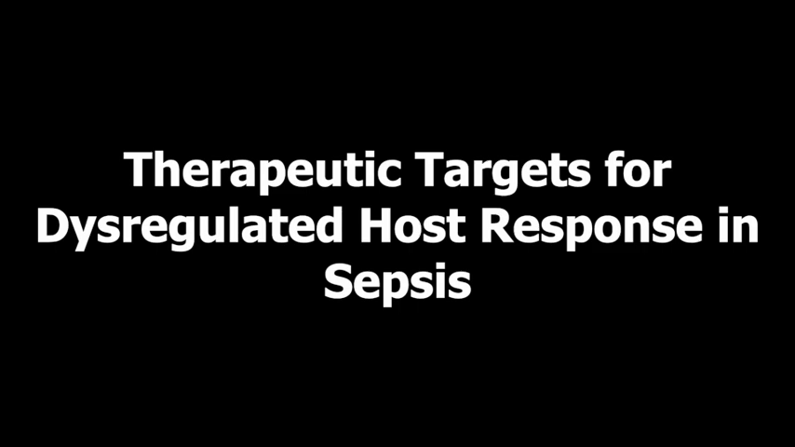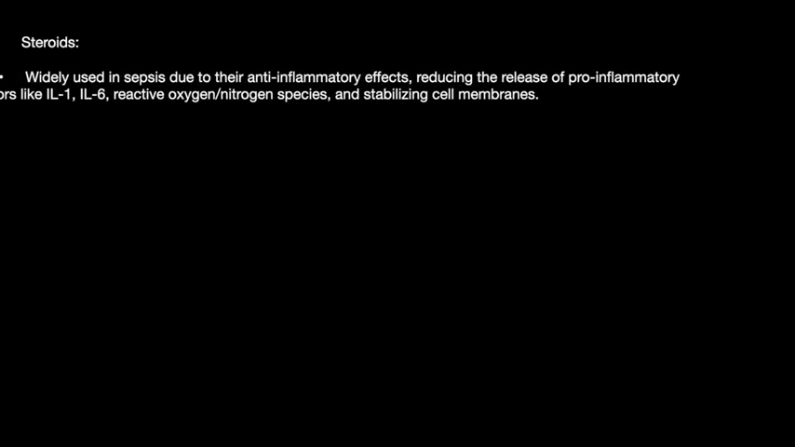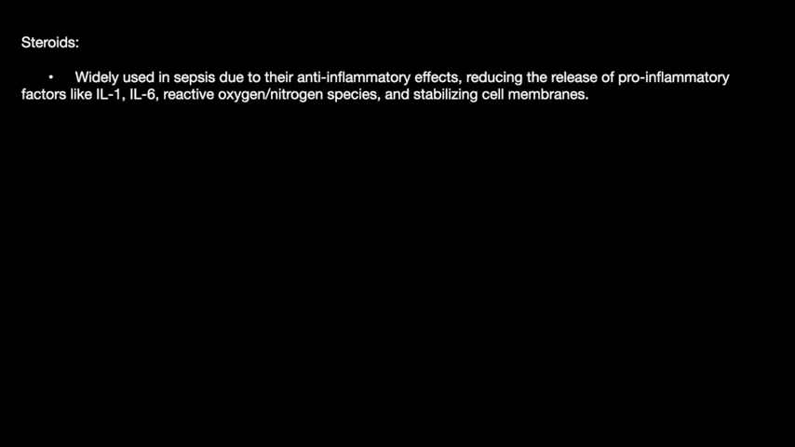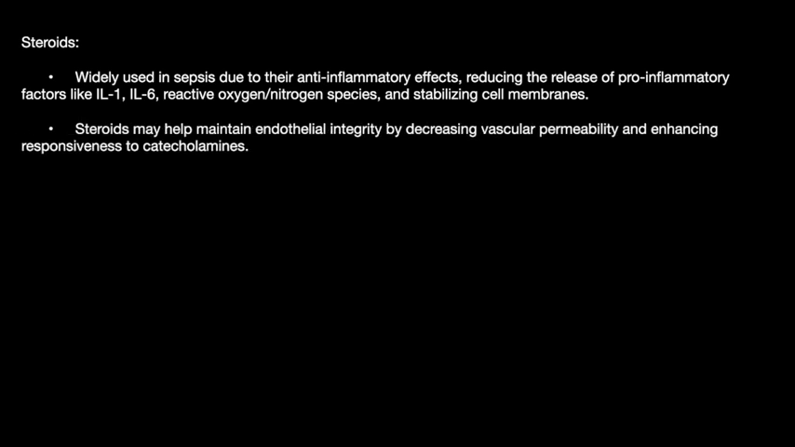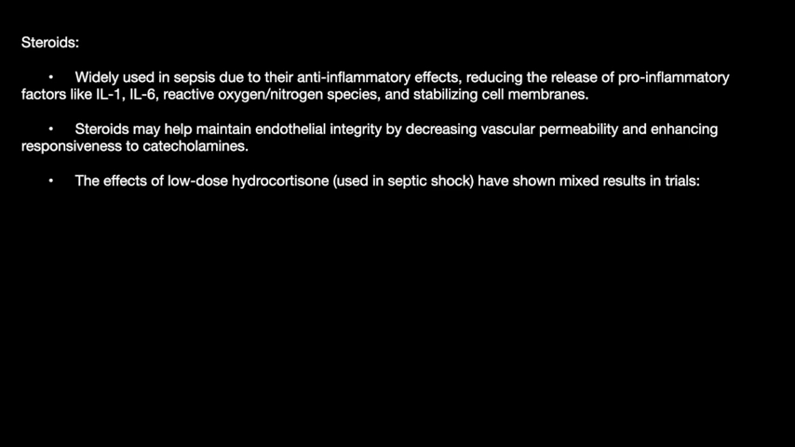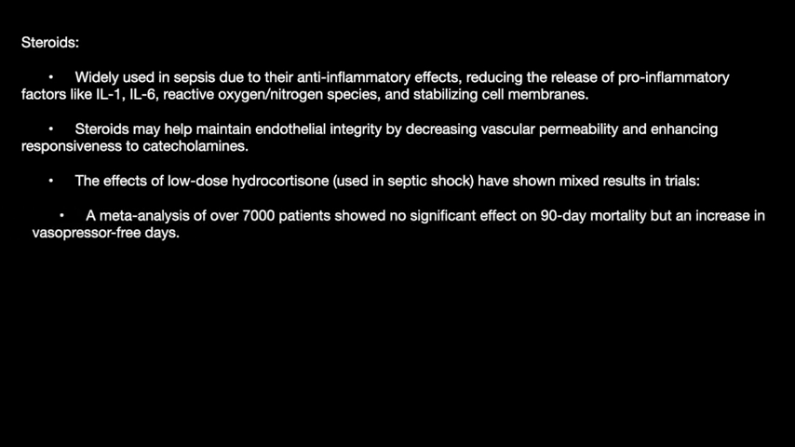So, do we actually have any therapeutic targets as of now to correct this? The commonest one that we keep using is steroids, widely used in sepsis due to their anti-inflammatory effects. They reduce the release of pro-inflammatory factors and reactive oxygen species, and stabilize the cell membrane. They may help endothelial integrity by decreasing vascular permeability and enhancing the responsiveness to catecholamines. The effect of low-dose steroids has shown mixed results in various trials.